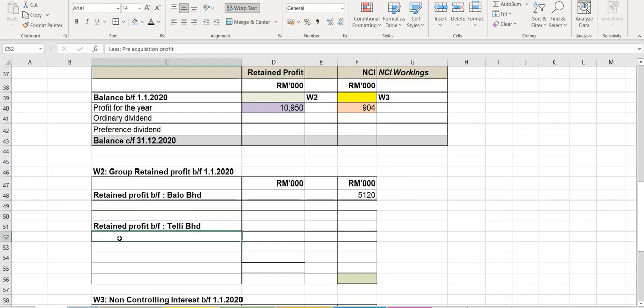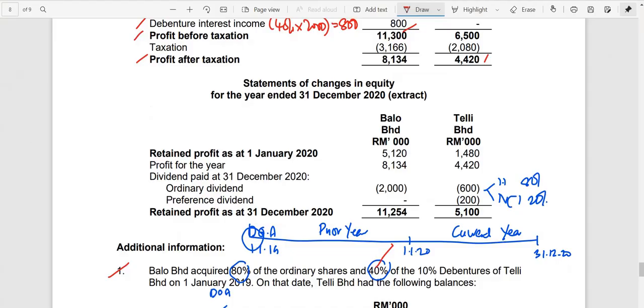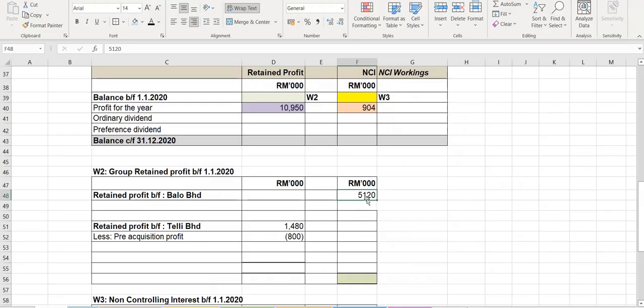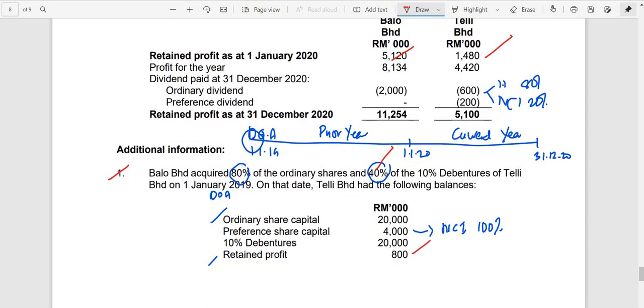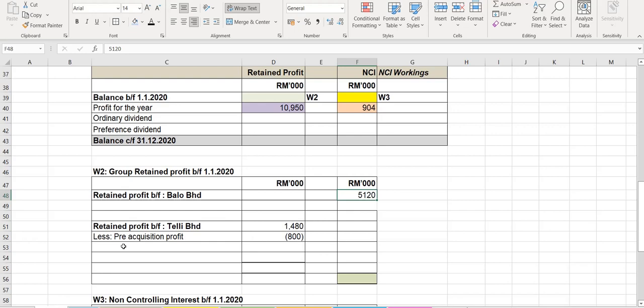Now we move on to Tally. For Tally, the first figure is the retained profit itself brought forward. Where do you take these two figures? You may wonder. This is from here. Okay, it was from there. And you include here 5120, 1480. Pre-acquisition profit is the profit on the date of acquisition. So on the date of acquisition, the profit was 800. That was the pre-acquisition profit, 800.